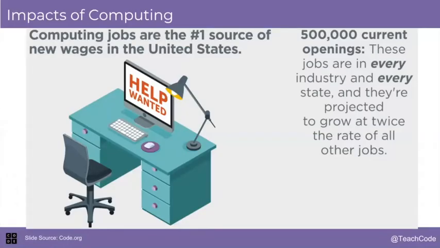From some national statistics from code.org, some things to know about computer science on the national level is that computing jobs are the #1 source of new wages in the US. There are 500,000 current openings, and they're in every industry in every state, and they're projected to grow at twice the rate of all other jobs. So computer science touches every industry and every part of the United States.